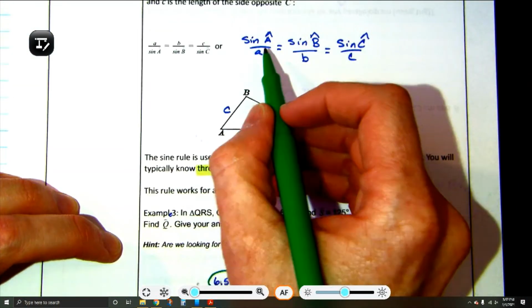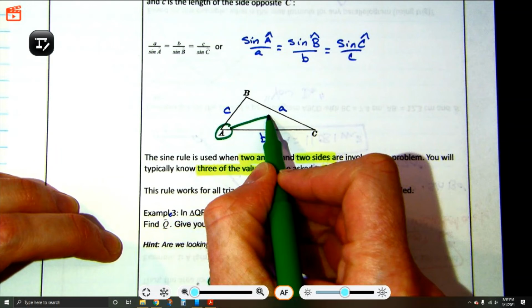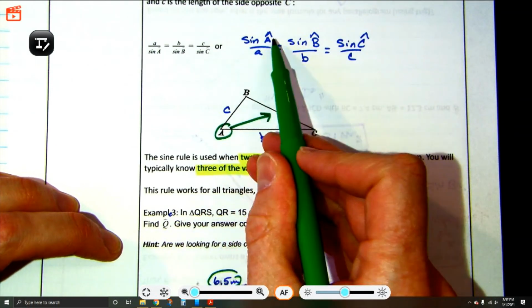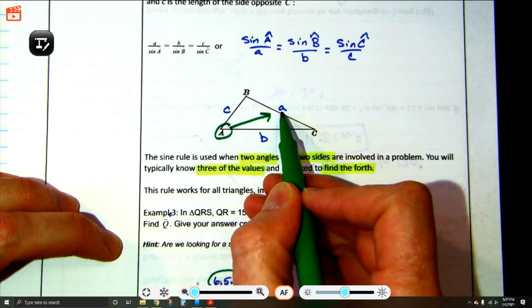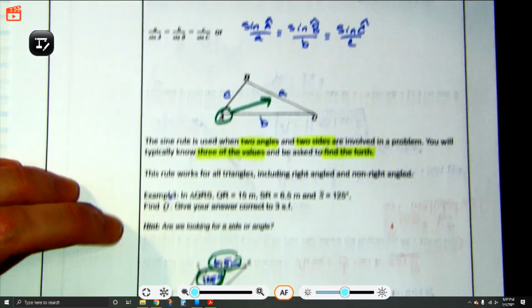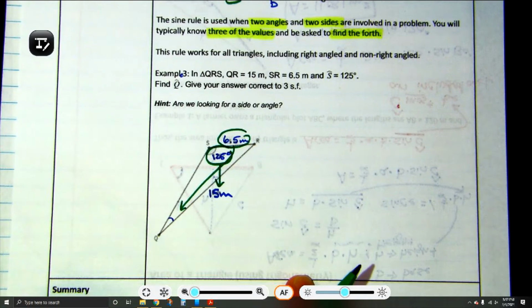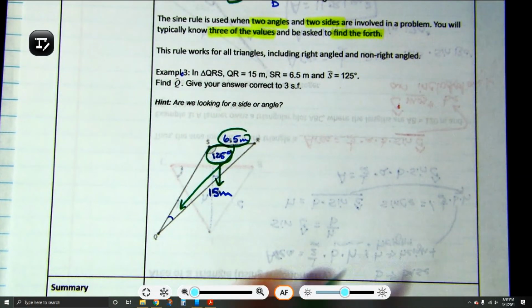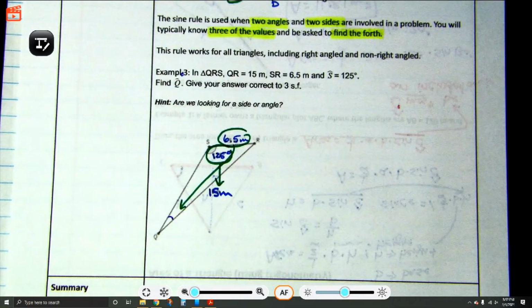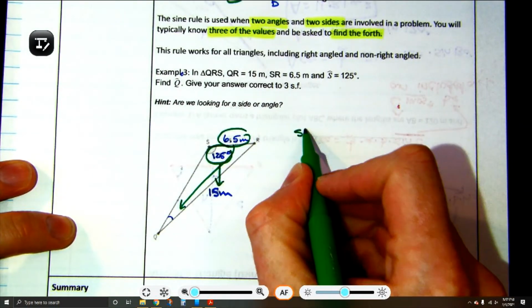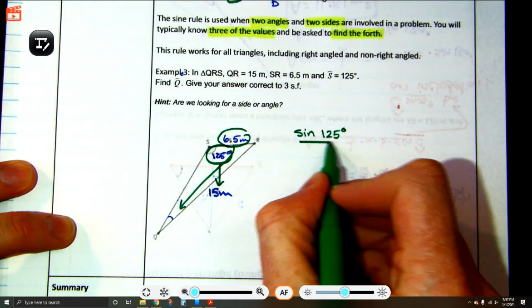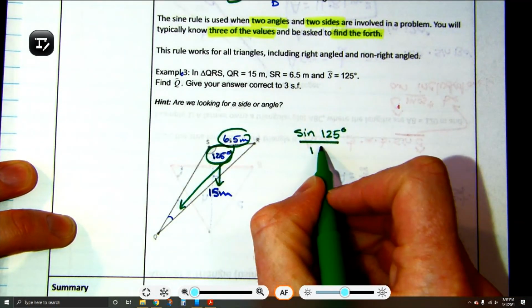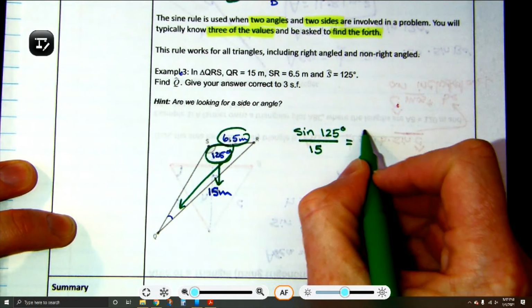So right here, sine of angle A over A means it's the sine of this angle over the side opposite it, okay? So let's set this up. So I'm going to first start, it doesn't matter which variation of the sine rule you use, what goes on the top, what goes on the bottom. I'll do sine of 125 degrees over 15 equals the sine of angle Q, because that's what I'm looking for, over 6.5.